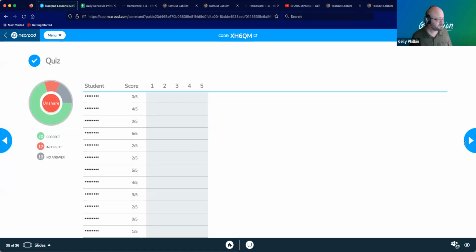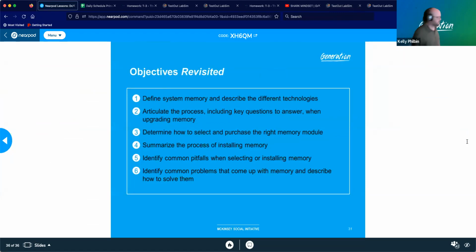All right, well, that brings us to the end of our technical session. Now we should be able to define system memory and describe the different technologies like volatile, non-volatile, registered, buffered, parity, error correcting code. Should be able to articulate the process, including key questions to answer when upgrading the memory. Will it fit? What generation? How much? Determine how to select it, summarizing the process of installing it, identify common issues and ways we can mitigate those problems.